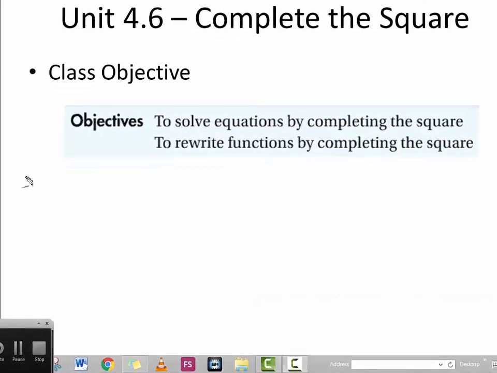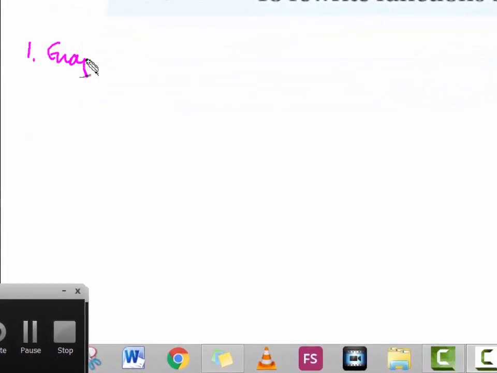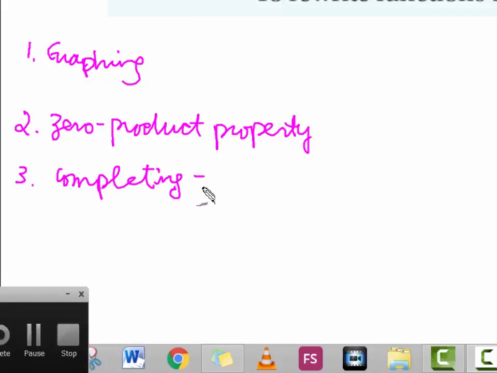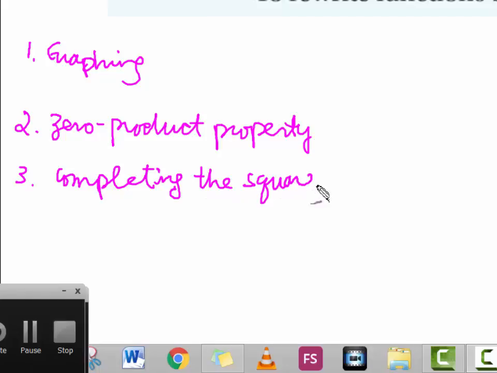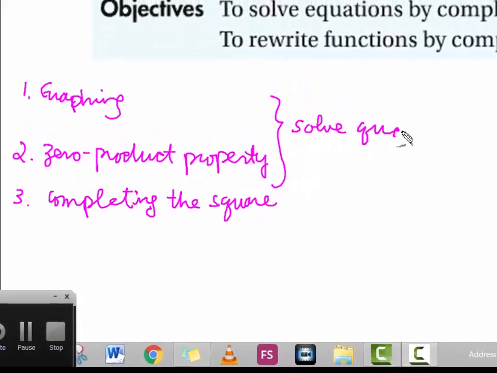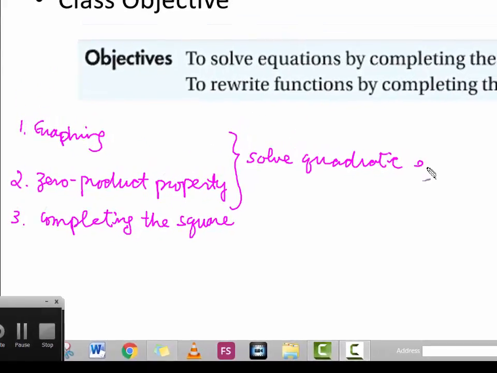In the last unit, we learned two methods to solve a quadratic equation. They are, first, by graphing. Second, by using the zero product property. And in this section, we can learn how to solve a quadratic equation by completing the square. So these are the three methods to solve quadratic equations.